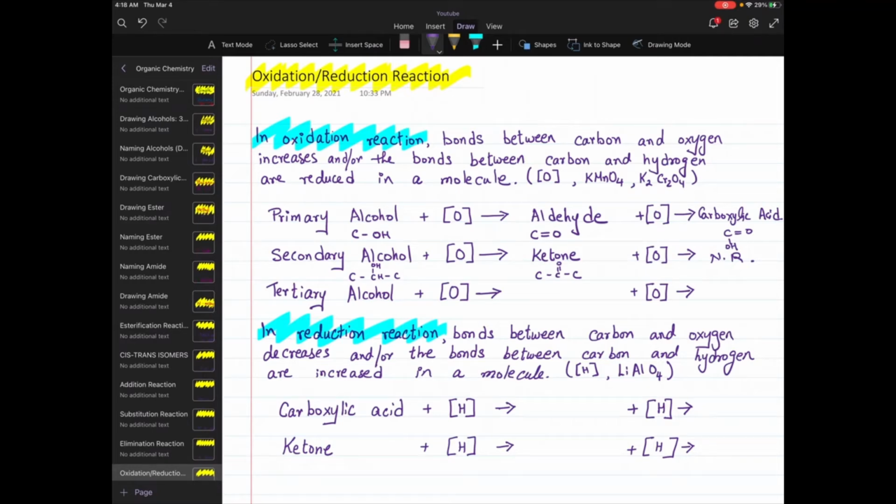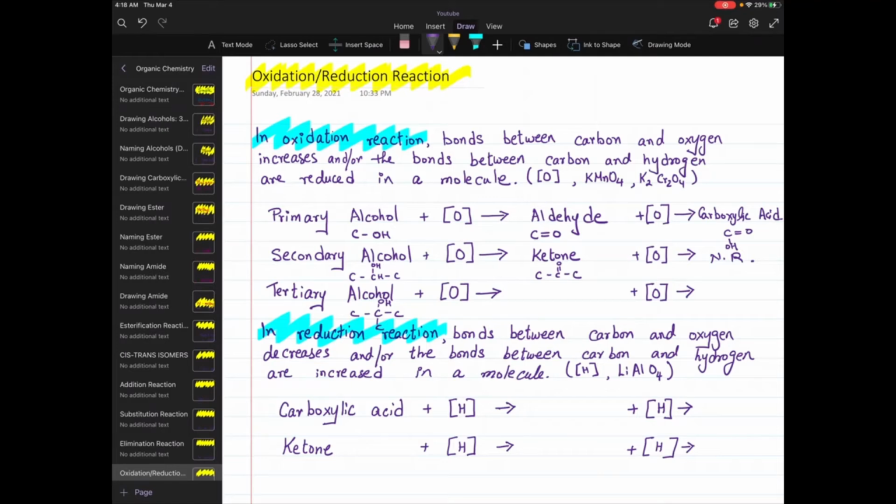And tertiary alcohol means the carbon is connected on the left, on the right, on the top, and with the hydroxyl group, for example, and we have a carbon chain at the bottom as well. Carbon-carbon bonds are strong, so those are not going to break.